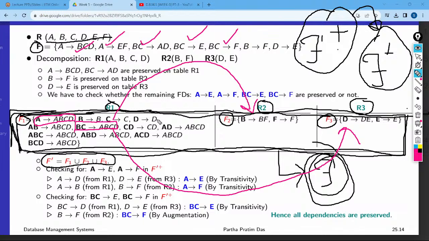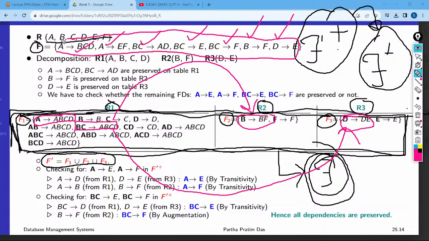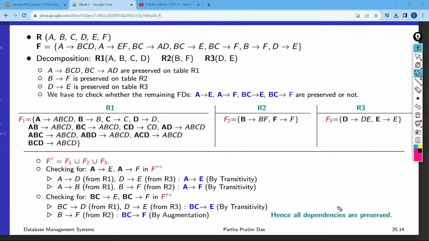Does B arrow F exist? Yes, B arrow F exists over here itself. So even this is true. And D arrow E exists here. So even this is true. Hence, all of the functional dependencies present in F are covered in F dash that we formed. Okay. So this means that all the dependencies are preserved.